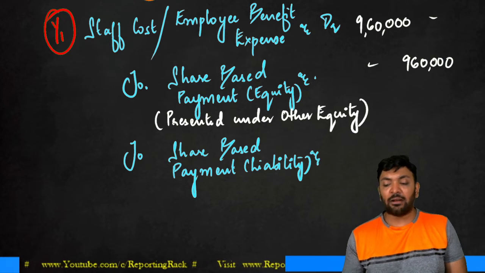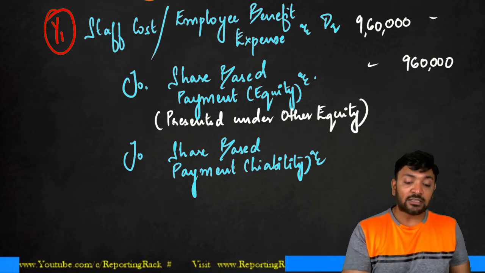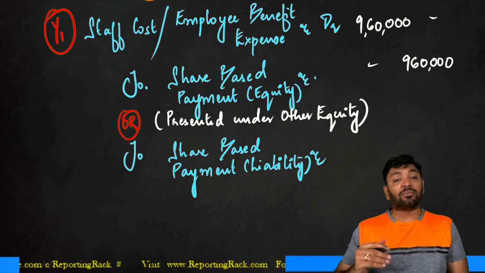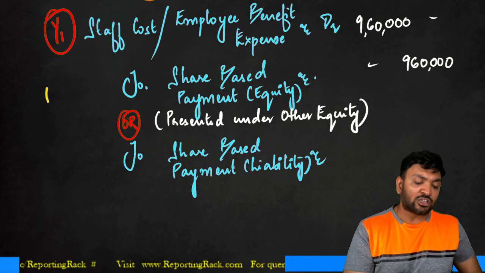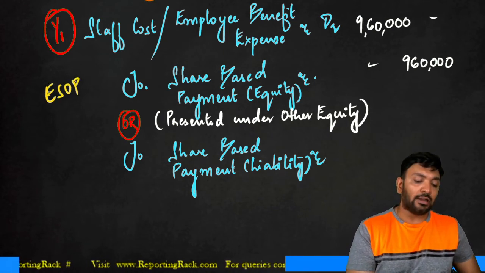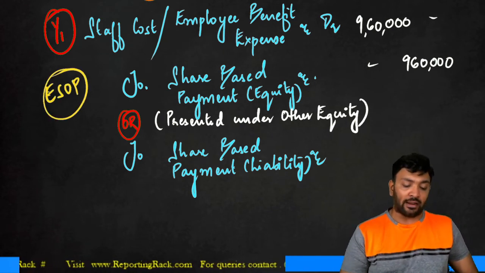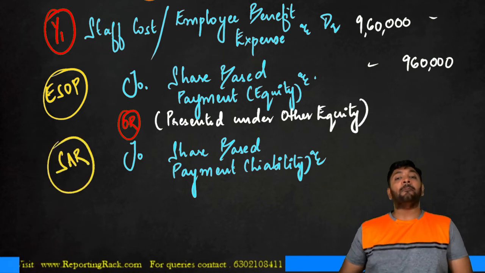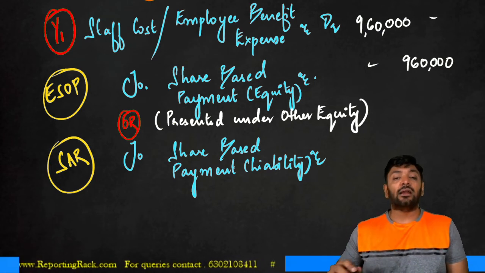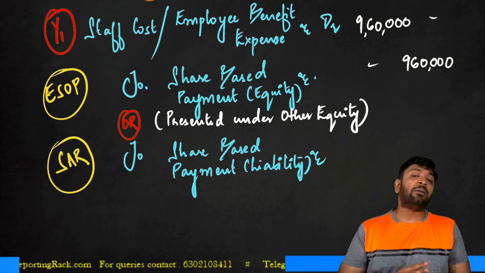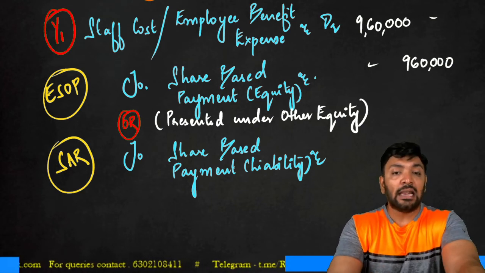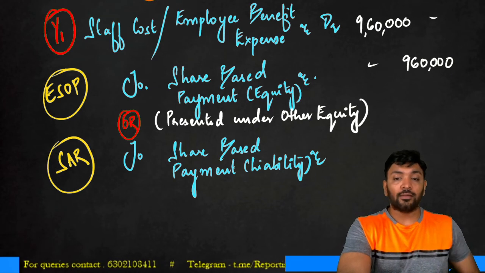Why do you write it as liability? Because sometimes there could be share-based payments which are equity settled or sometimes cash settled. If it is ESOP equity settled, then I will transfer it to share-based payment equity. If it is SAR cash settled, then I cannot transfer it to equity, but I have to transfer it to liability. So it should either be presented under current liability or non-current liability. Clear till now? Any doubt so far, please let me know.